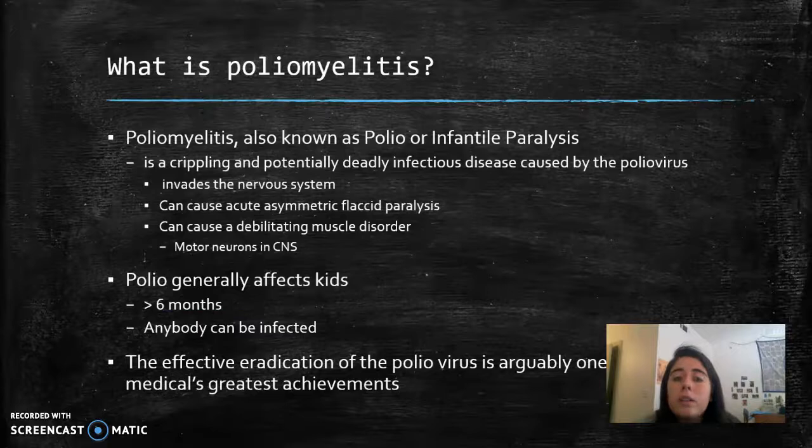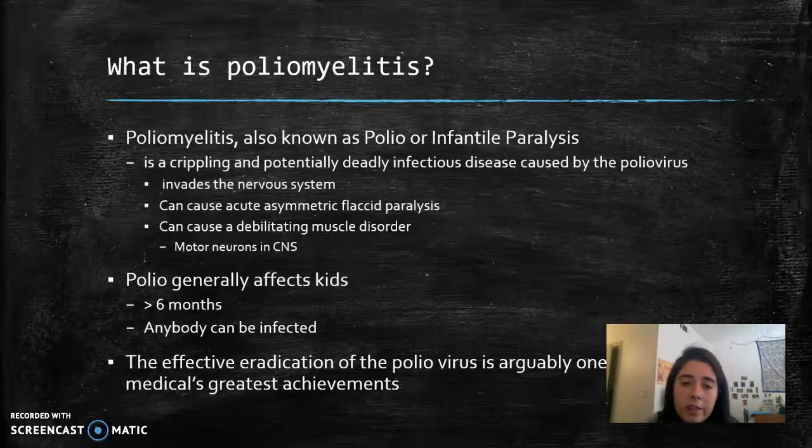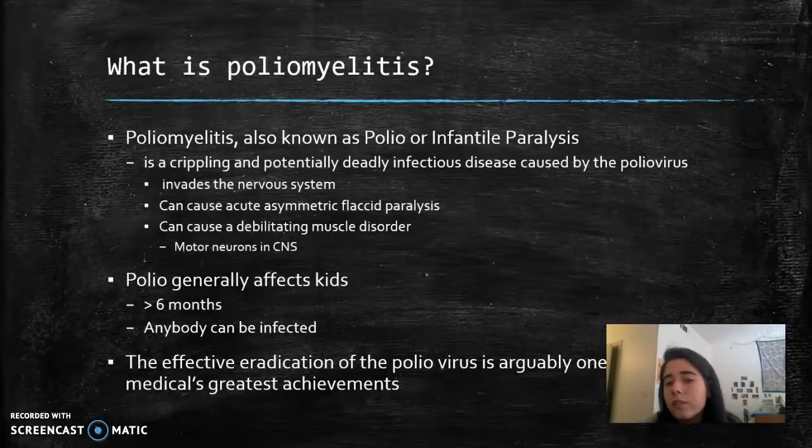Now, what is poliomyelitis? Poliomyelitis is also known as polio or infantile paralysis. It's a crippling, potentially deadly infectious disease caused by the poliovirus, which is a subtype of the enterovirus C, which invades the nervous system and can cause acute asymmetric flaccid paralysis, a debilitating muscle disorder which affects the motor neurons in the central nervous system.